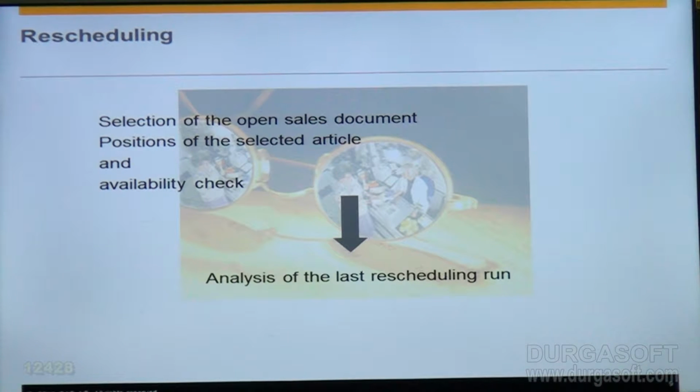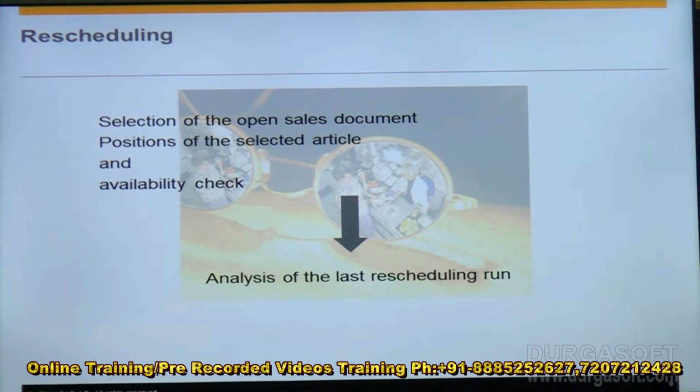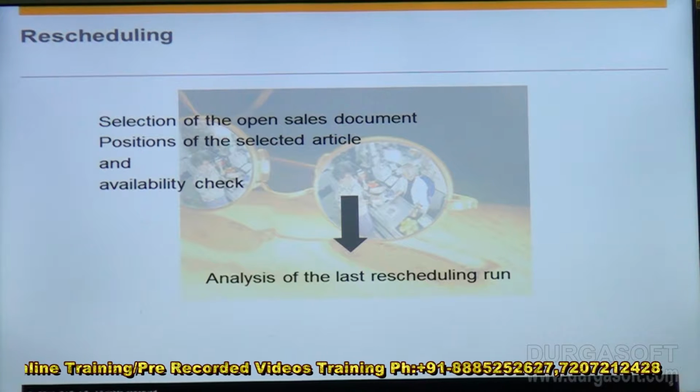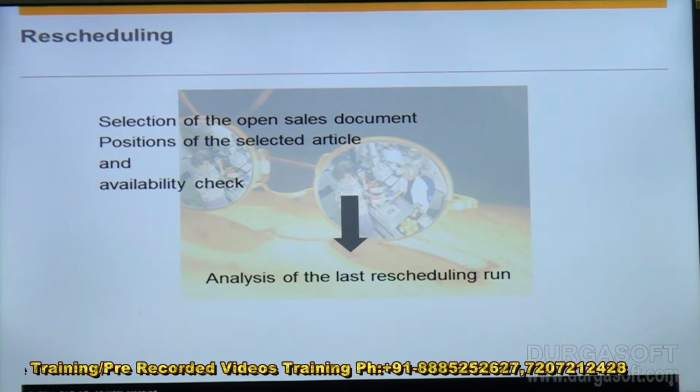So we have selection of an open sales document, positions of a selected article and availability checks, then analysis of the last rescheduling run.